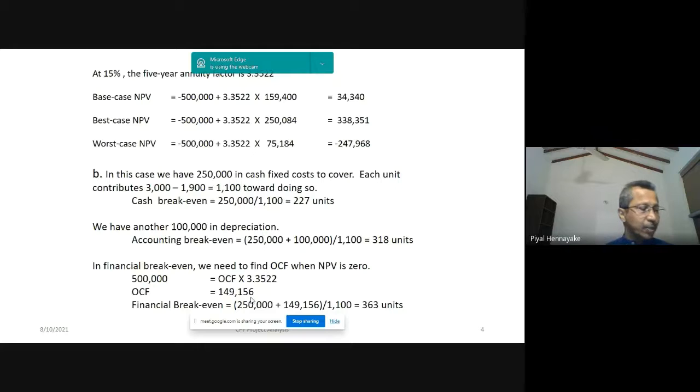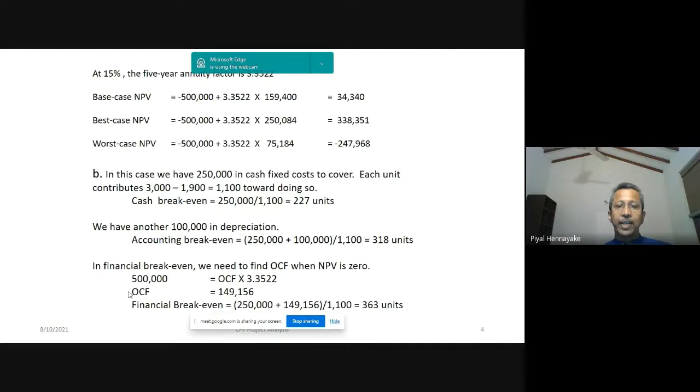Operating cash flow is equal to 159,146. How did I get it? That is from this equation, right? 500,000 is the investment minus OCF into 3.3522 is equal to 0.